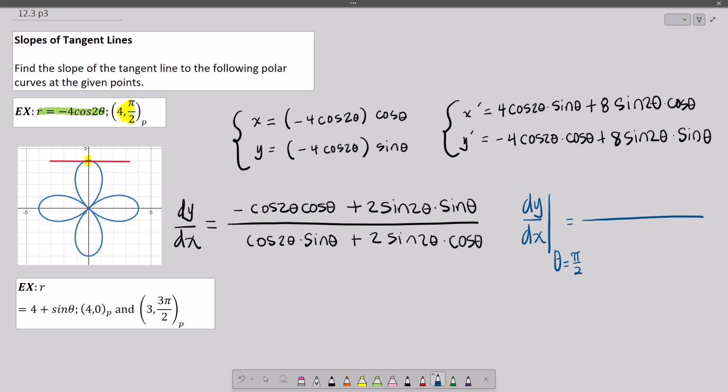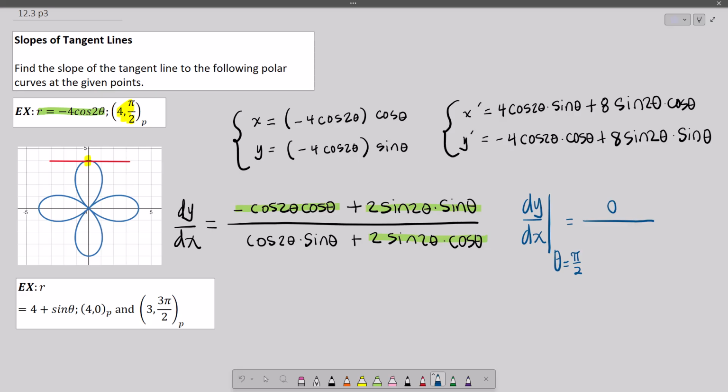Come over here, plug in pi over 2, and what's cosine of pi over 2? 0. So this term right here, I'm going to highlight the terms that are going to go to 0 instantly. That term and this term are going to go to 0 instantly, correct? Because cosine of pi over 2 of both of those is 0. Okay. Now we come down, let's go to this one. So plugging in the pi over 2 here, this is great because this becomes sine of pi, which is 0. So the whole numerator definitely becomes 0. And now we're just hoping that the whole denominator doesn't become 0 because then we have an indeterminate form.